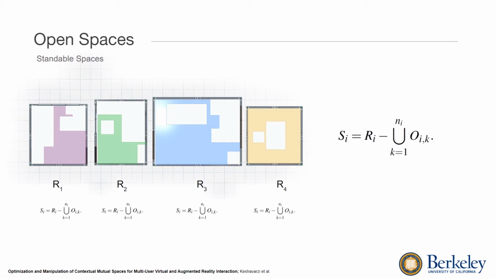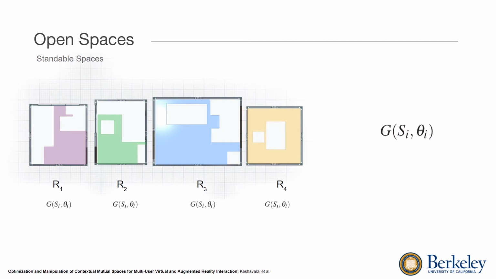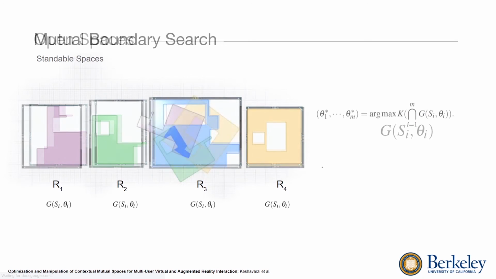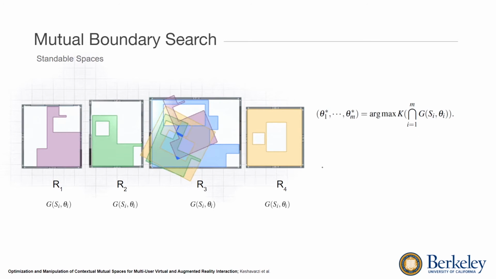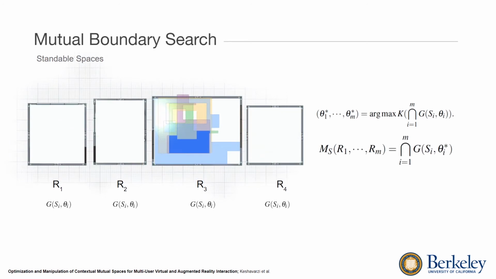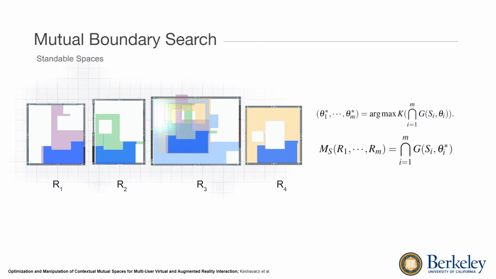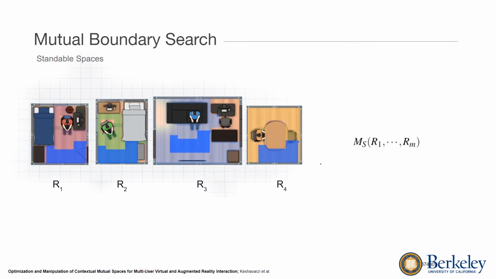Next, we define a rigid body function G, where theta describes a transformation vector. We then run a genetic optimization to determine the optimal theta of each rigid body motion, so the area of the overlap between the boundaries becomes maximum. If we map the mutual space back into the rooms, shown here in the blue area, when all the users stand or walk within the blue area in their own spaces, they are guaranteed not to cause virtual conflicts or line of sight mismatches within each other's spaces.